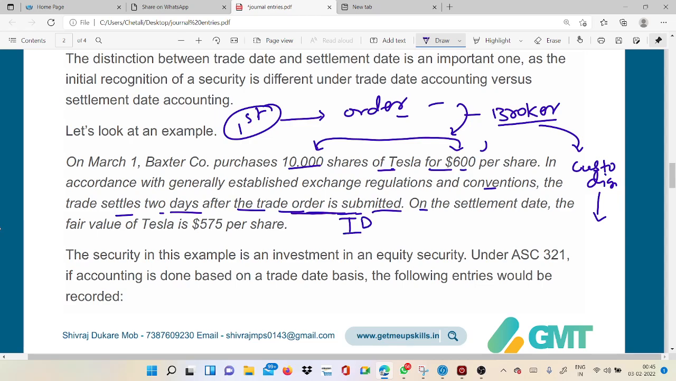On the settlement date, the fair value of Tesla is different. When you submitted the order for Tesla, the price was around 600 for purchase, and now the price is around 575 because the market is volatile. And this may happen at any point of time. Price may go up or go down. That is why we have a system, or a process.